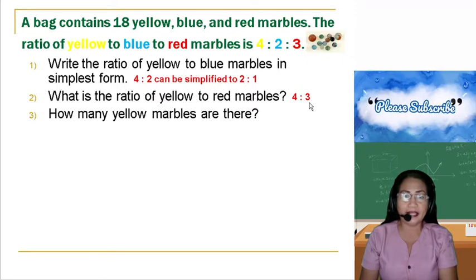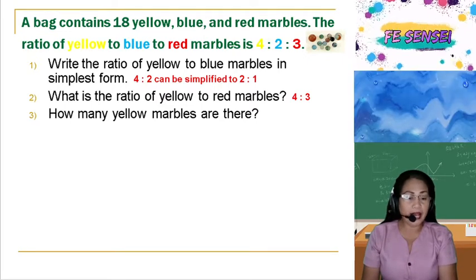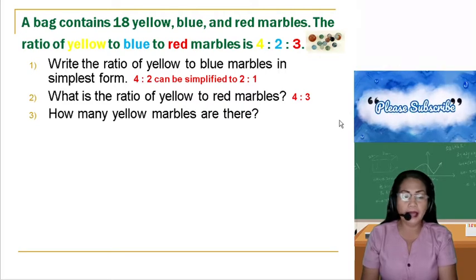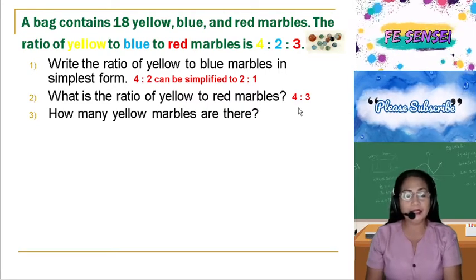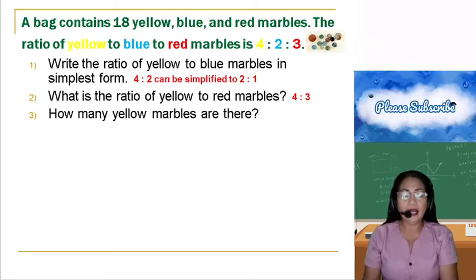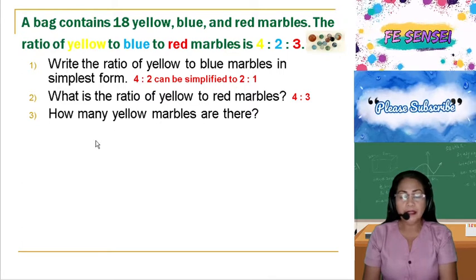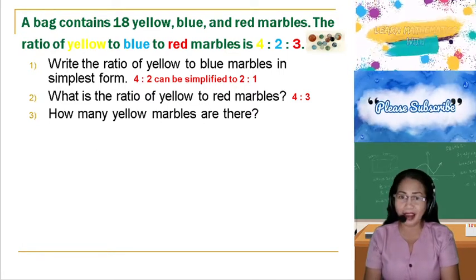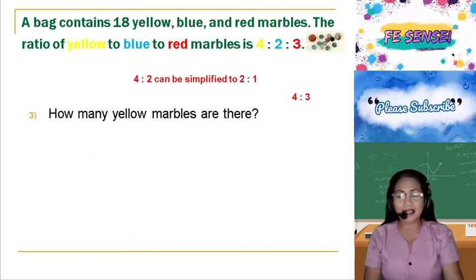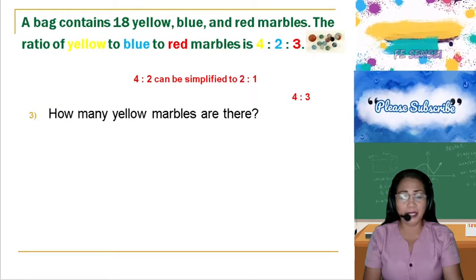So we can't divide 4 and 3 by any GCF. So that's the answer. That's the simplest form of the answer. Then the question is, how many yellow marbles are there?